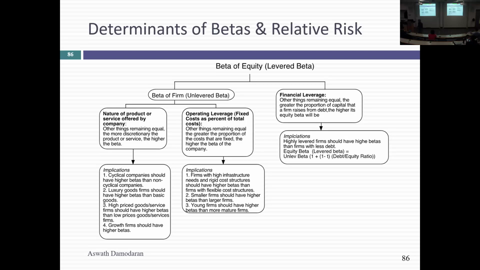We're discovering that they're a lot less discretionary, which in beta terms means they're less risky, with a lower cost of equity and capital consequence. Second, tell me something about your cost structure. The greater the proportion of your costs that are fixed costs, the higher your beta. In good times, you make lots of money. In bad times, you lose lots of money. It's called operating leverage.